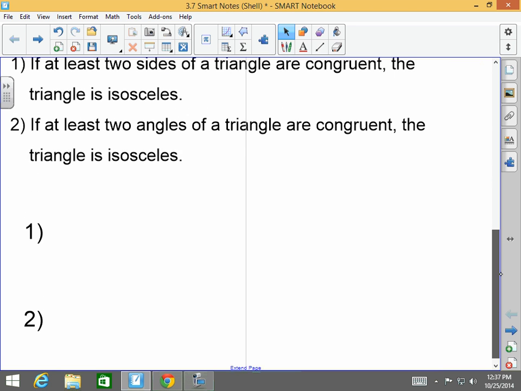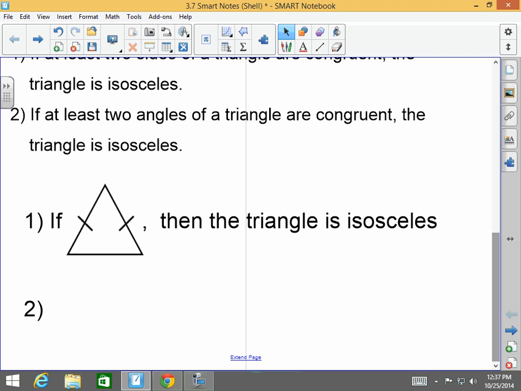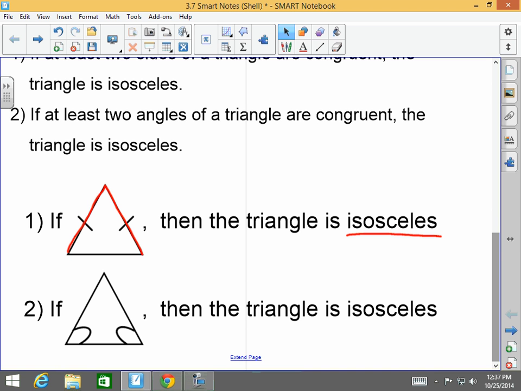Visually, we could state if the sides of a triangle, or in other words, the legs, are congruent, then the triangle is isosceles. Or if the base angles of a triangle are congruent, then the triangle is isosceles. So two very, very powerful theorems here.